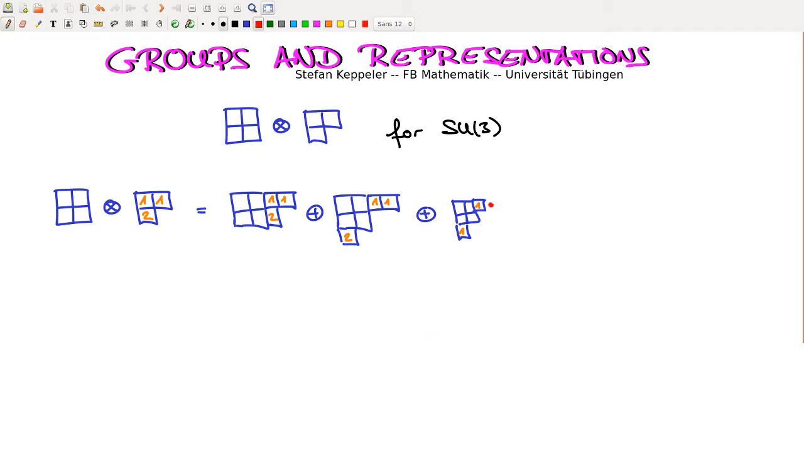Again, the 2 can't go here, because that would give the same trouble as with the 2 here. But the 2 can go here, or it can go here. So we have 2 choices for the 2 again. One is we add it here, and the other one is we add it here.